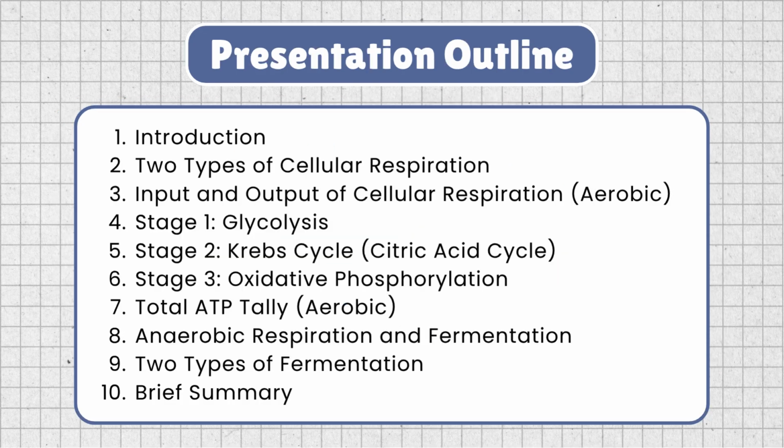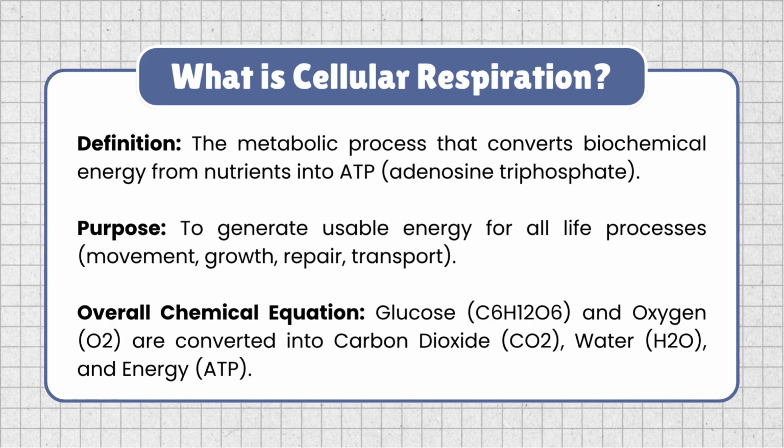So, for our presentation outline, we will first be defining what cellular respiration is, the two types of cellular respiration, the inputs and outputs, the three major stages, the total number of ATP produced, anaerobic respiration and fermentation, and the two types of fermentation, as well as a brief summary. So, what is cellular respiration?